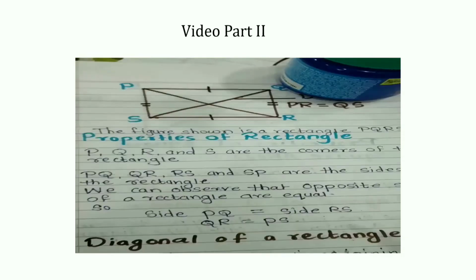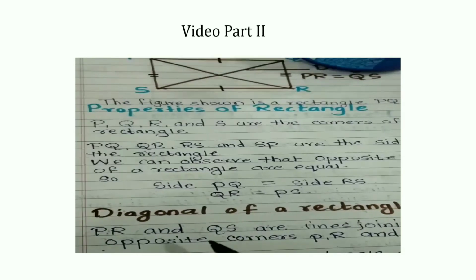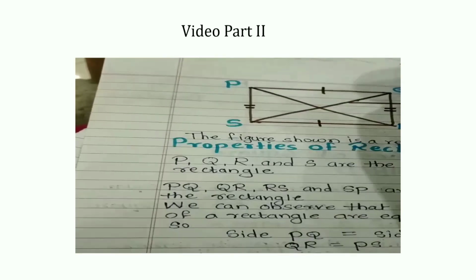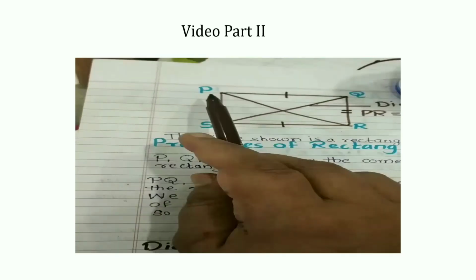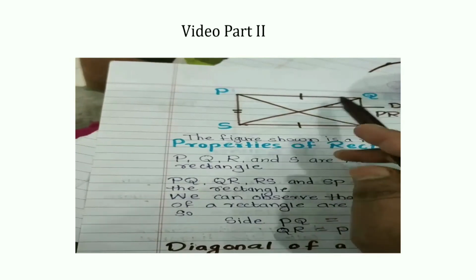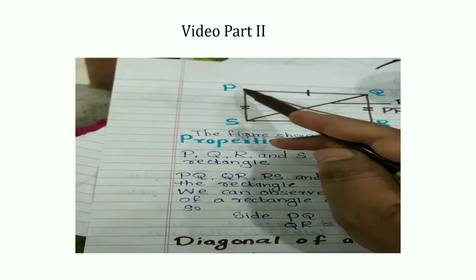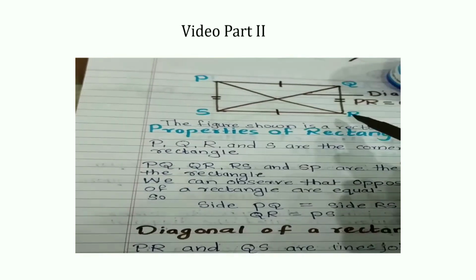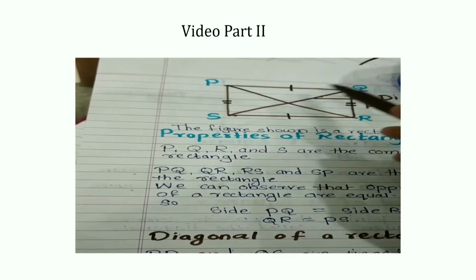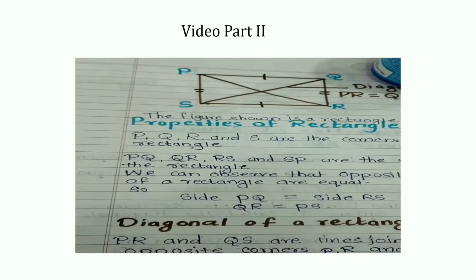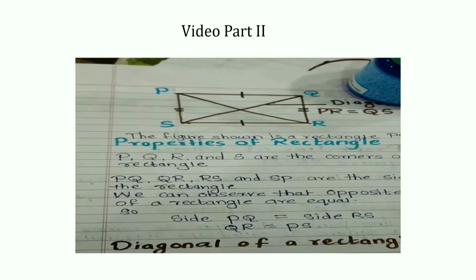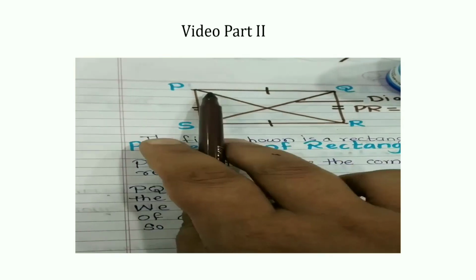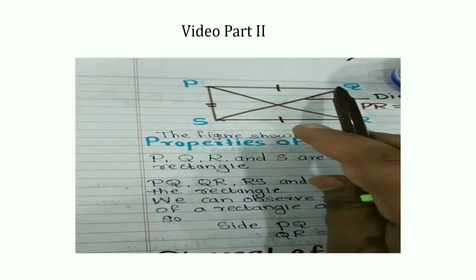Now let us see the diagonal of a rectangle. Here in this, PR and QS are the lines joining the opposite corners P, R and Q, S respectively. In a rectangle also, the diagonal PR is equal to diagonal QS.